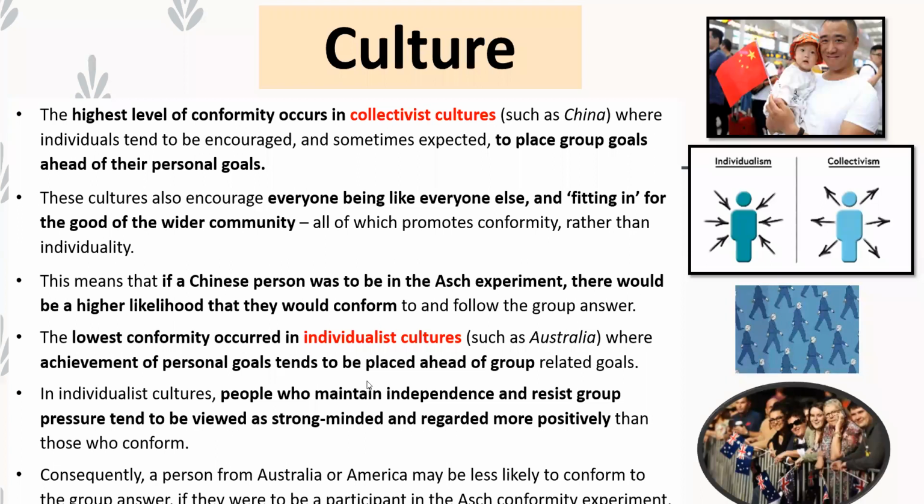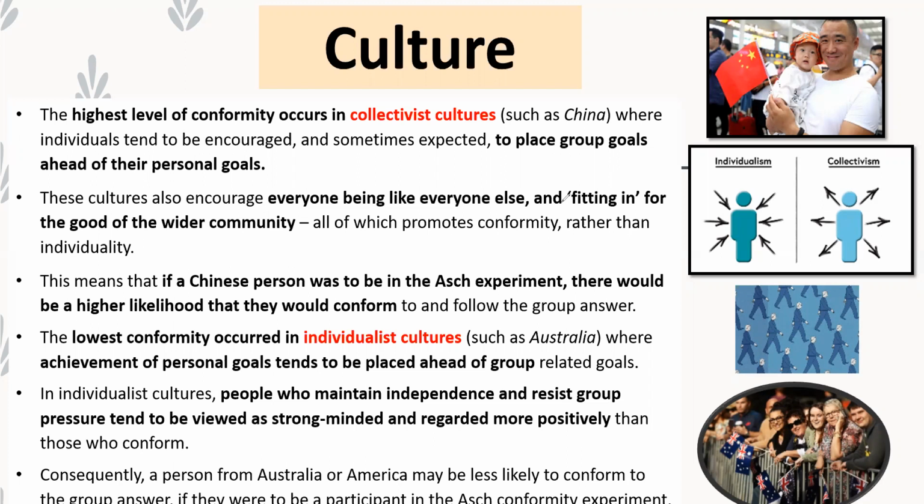And we talked about these two different types of cultures in the previous lesson, also in the previous chapter. We talked about the fact that collectivist cultures tend to place group goals ahead of personal goals, whereas individualist cultures tend to value the importance of independence and of achieving personal goals. So those are the two differences.